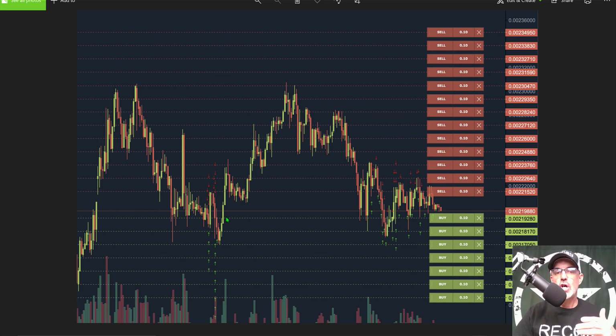When the price action drops and hits the green lines, it executes an open buy order and buys low. And when the price action reverses and goes back up and starts hitting the red lines, it executes the open limit sell orders and sells for profit. So you're buying the dip and selling the rip. You're buying low, selling high. And that is how a grid bot generates profit.